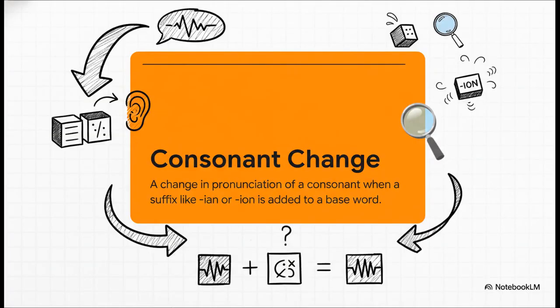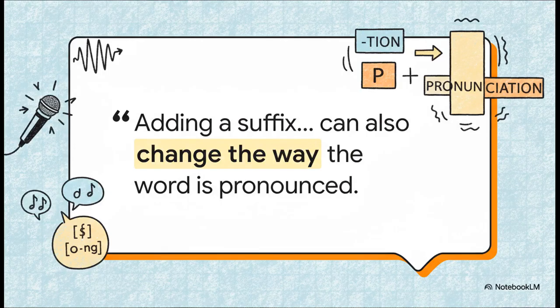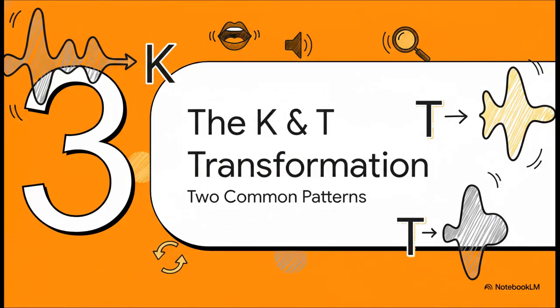Okay, so here's the official breakdown. A consonant change is simply what happens to the sound of a consonant, specifically when you add a suffix like ian or ion to the end of a word. Those little endings are the culprits. And look, this isn't just something a few language nerds noticed. It's a fundamental rule. When you add a suffix, you're not just changing the word's meaning. You can actually be changing its very sound. All right, let's get into the good stuff. We're going to break down the two big-time patterns you'll see over and over again. We're talking about the K sound and the T sound.